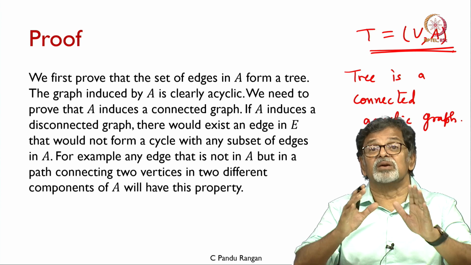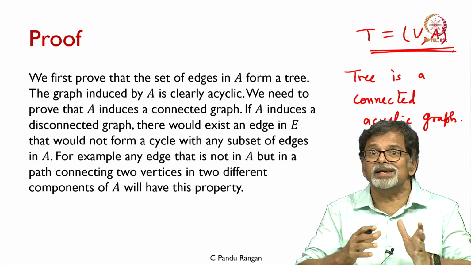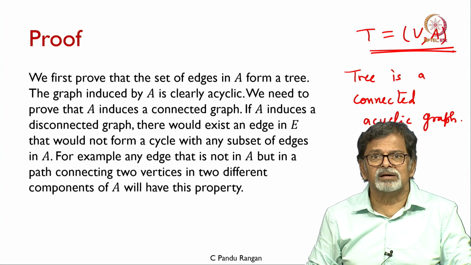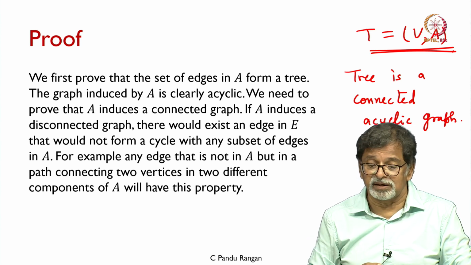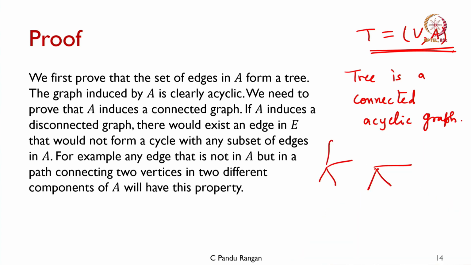Suppose T is not connected, then it will have several disconnected components. T with edge set A will have several components. Each one is acyclic, therefore it may be like this. There will be one component like this, another component like this, and one more component. The edges of A will form clusters of acyclic structures. So basically A will be a forest, a collection of trees, if it is not forming a tree.